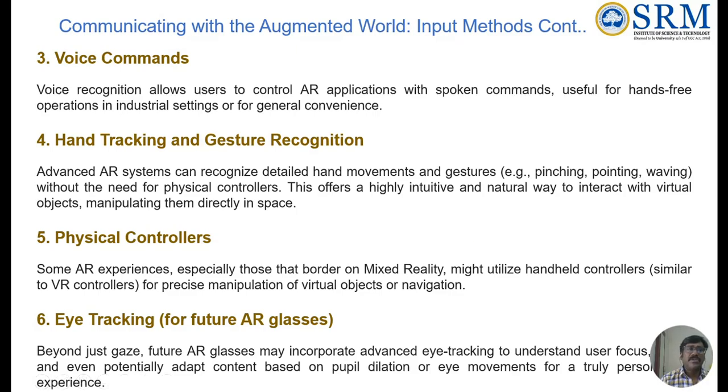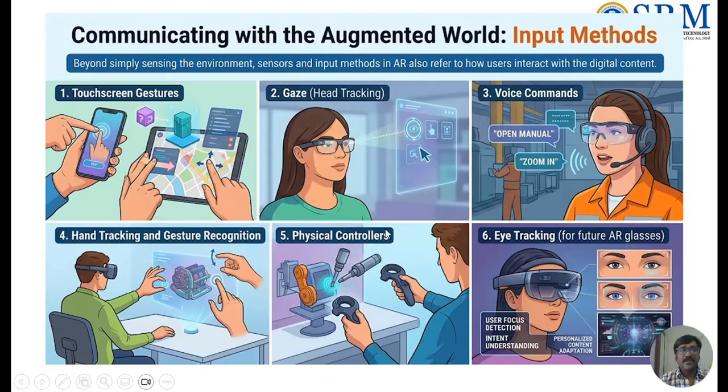And then the third one is voice commands. The fourth is hand tracking and gesture recognition. The fifth is the physical controller. And the last one is eye tracking. So this slide indicates all of them, whatever we discussed earlier, how we communicate with the augmented world, which may be called input methods. One is the touchscreen, gaze tracking and voice commands, hand tracking and gesture recognition, and the physical controller with the help of joysticks. And then the last one is eye tracking, where user focus detection, intent understanding, and personalized content adaptation are taken.